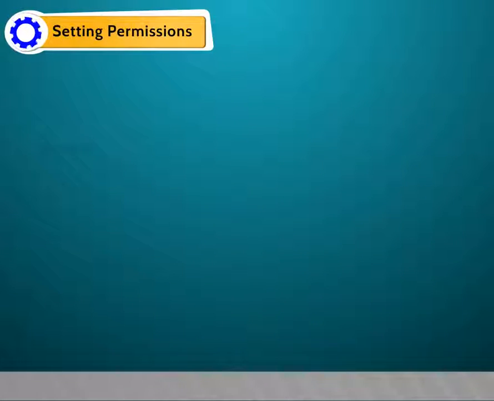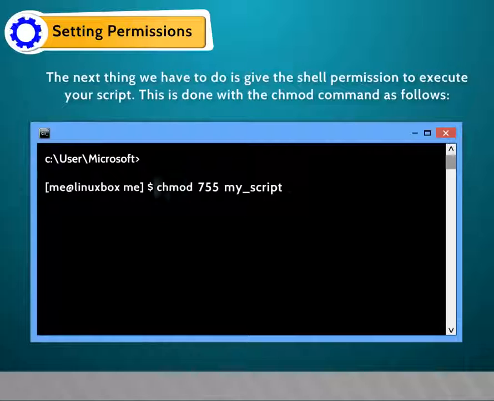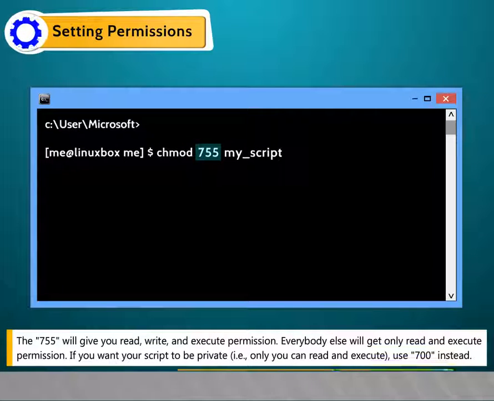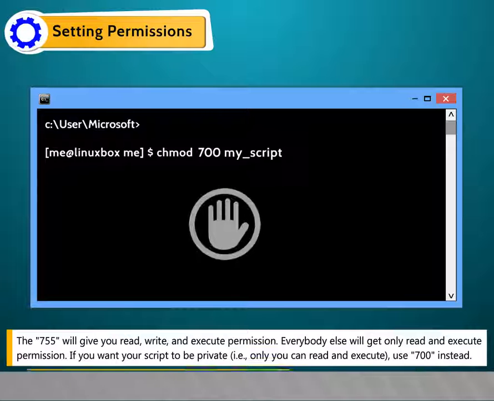Setting permissions. The next thing we have to do is give the shell permission to execute your script. This is done with the chmod command as follows. The 755 will give you read, write and execute permission. Everybody else will get only read and execute permission. If you want your script to be private, that is, only you can read and execute, use 700 instead.